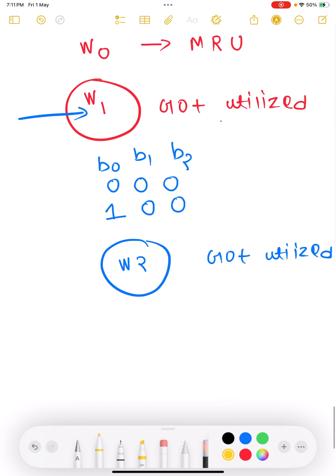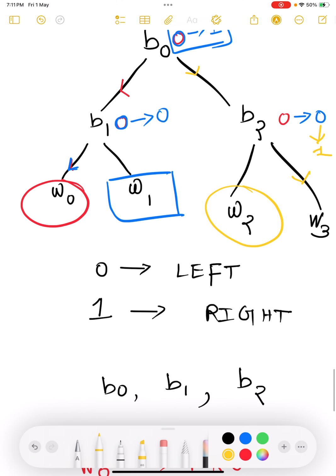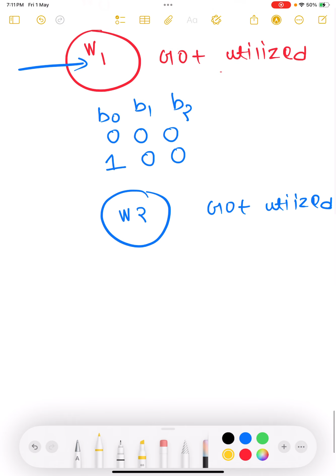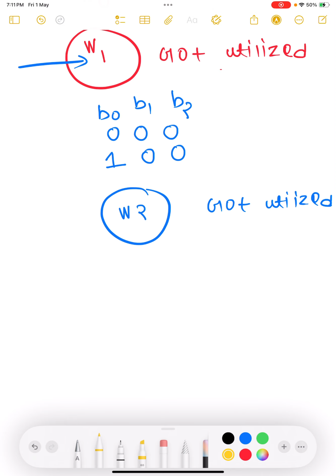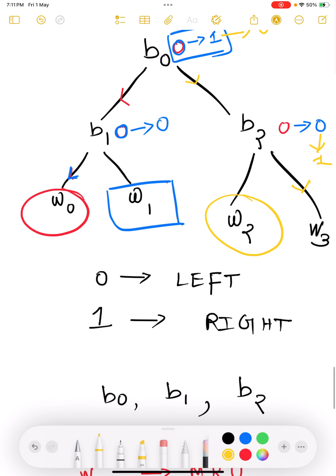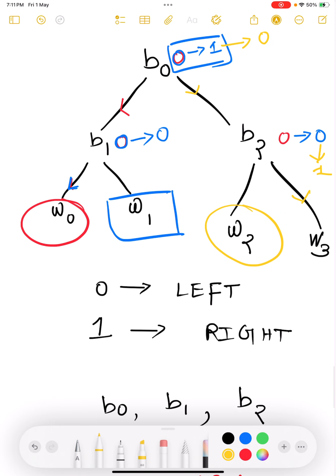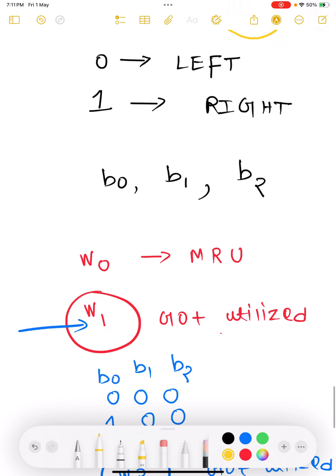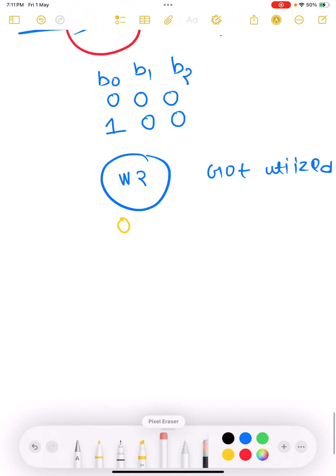So way 2 is right now where? It is on the right side of B0. So you have to switch B0 back towards the left side. So B0 will become 0. Now what about B1? B1 is unchanged, because B1 is entirely on the left side, because you are moving away from way 2. So only B0 and B2 can decide, not B1. So B1 will be unchanged.